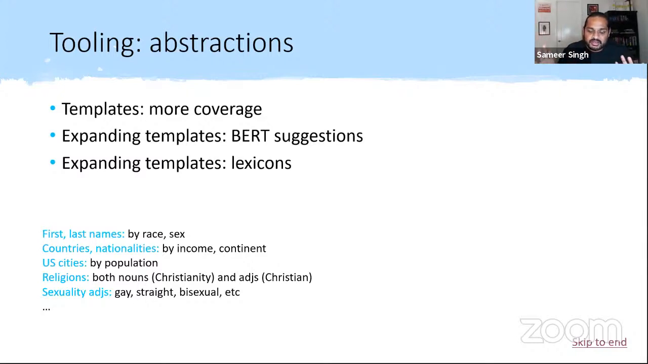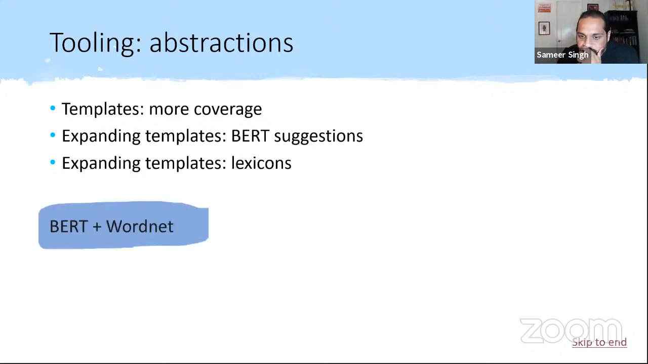Split these names, or also give you lexicons of countries and nationalities and US cities and religions and all kinds of things, right? So you can use these lexicons directly if what you care about happens to be one of these things, and you should be caring about these things.